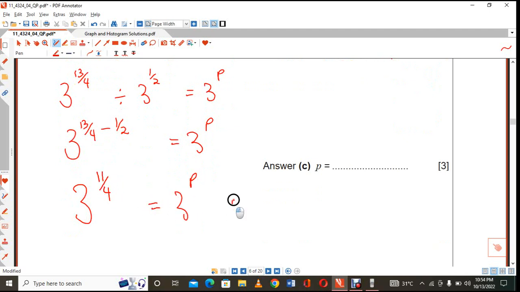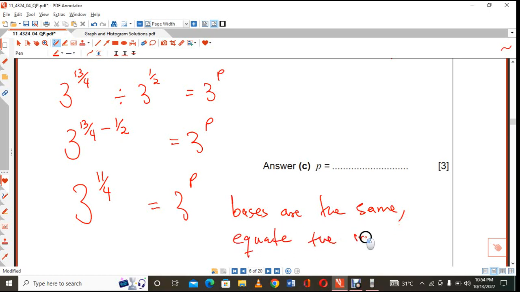Now, if the bases are the same, you go ahead and equate the indices. So in this particular case, p will equal nothing but 11 over 4, or anything equivalent to that.